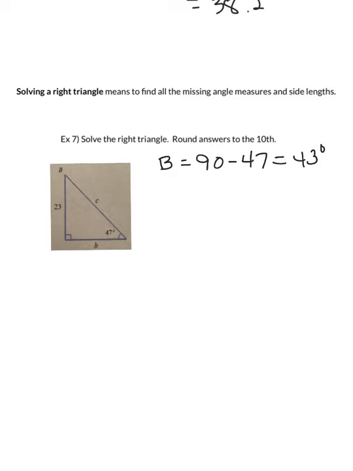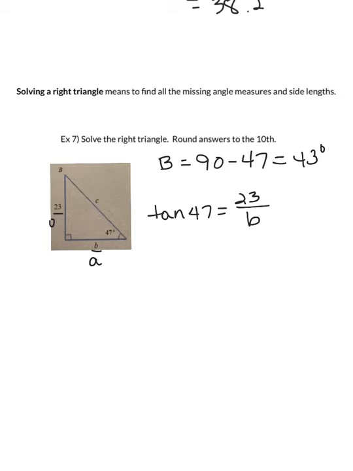If I want to find side B, and I look at the information that I am given, the side across from the 47. I'm looking for side B, so here is opposite, here is adjacent, and the angle is 47. So that means I need to use tangent. So we would say that the tangent of 47 equals the opposite of 23 over the adjacent, which is B that we are looking for.